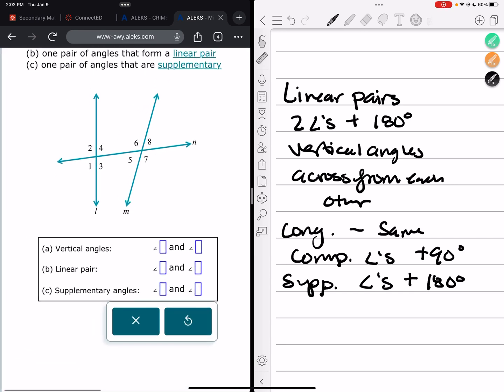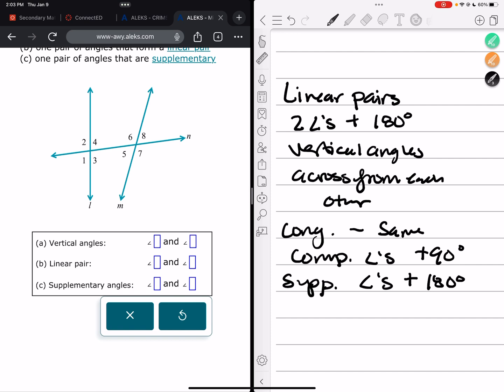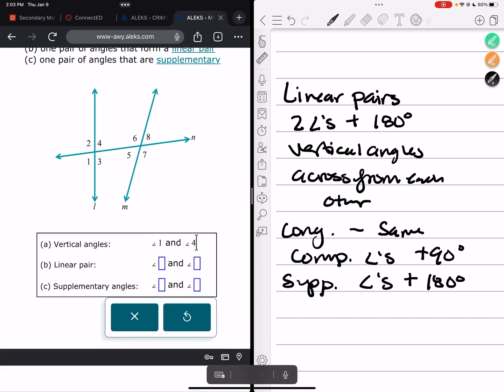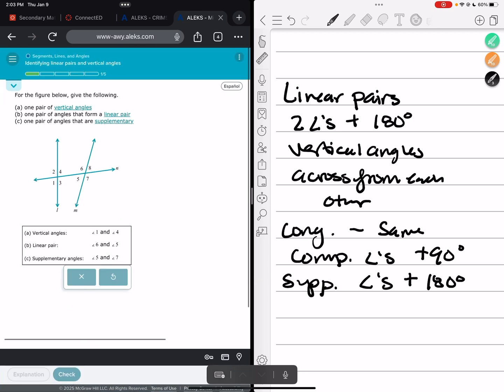So when we're looking at this, vertical angles are across from each other. In this instance, let's pick 1 and 4. Linear pairs are two angles that make a straight line. We can see that happens with 6 and 5. And then again, supplementary angles add up to 180 degrees, or in other words, they are another linear pair. We could pick anything that we want. I'm going to pick 5 and 7, which we can check.